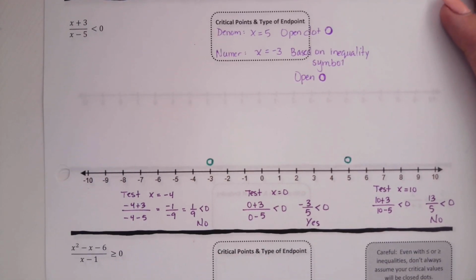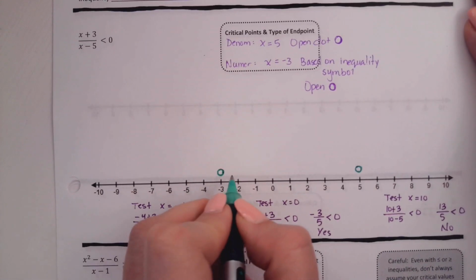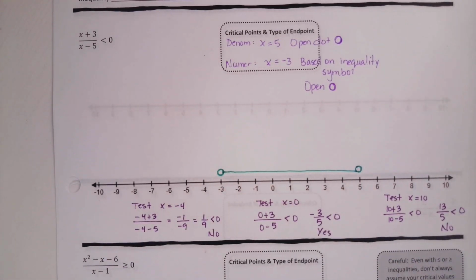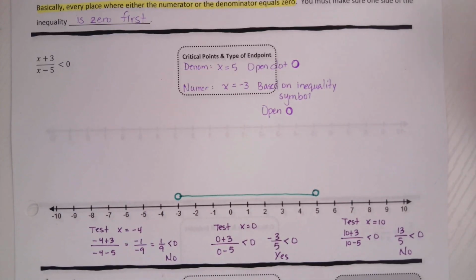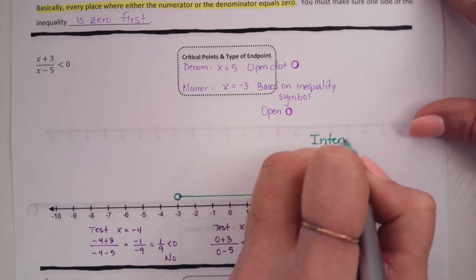So where are we going to shade? In between, right. And my shading, I don't get super technical. I just usually draw a line that connects them. And then lastly, we're going to put our answer in interval notation.